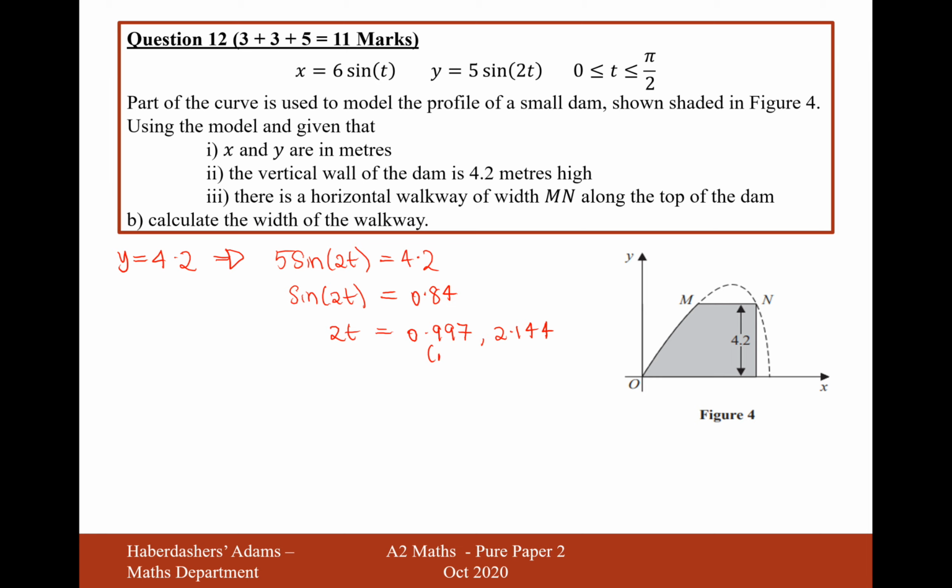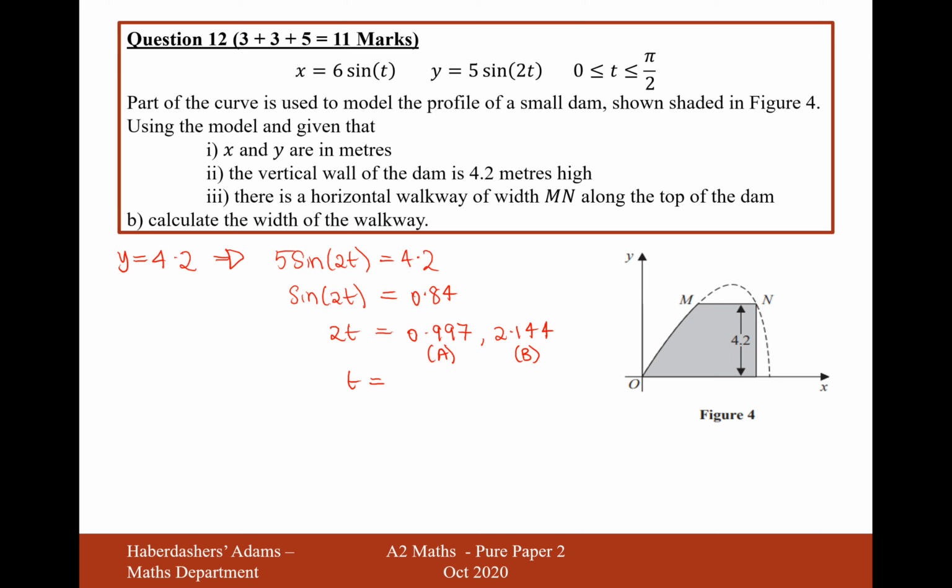In fact, let's just save both of these values on the calculator as A and B respectively, so we get really accurate answers. So we'll do that one first. Sine inverse 0.84. We'll save that as A. And then we'll do pi minus answer and save that as B. Okay, good. So we've saved it as A and B.